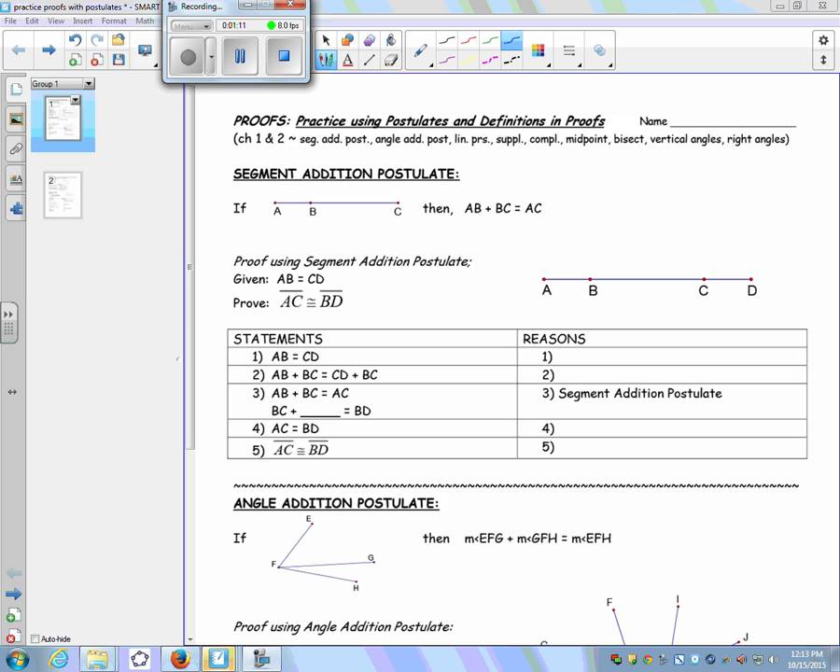So this is a proof using the segment addition postulate. We are given that AB equals CD. Okay, we are given that those two are actually equal to each other. We are trying to prove that AC is equal to BD. That's what we're trying to prove.